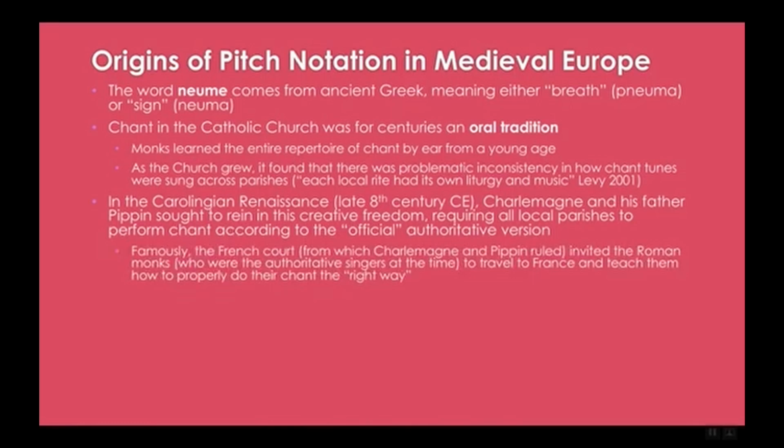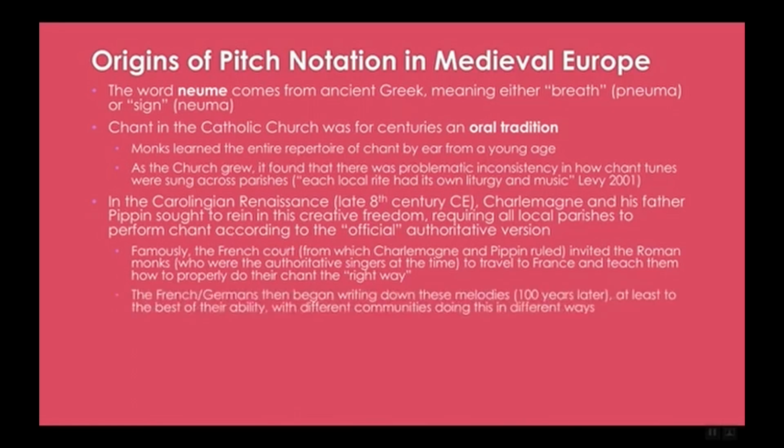So there's this cool, famous story when, at around 750 or 753 CE, the French court, which is where Charlemagne eventually ruled, but Pippin was ruling at the time, invited the Roman monks, and those guys were the authoritative singers at the time, invited them to travel to France and teach their singers how to properly do the chant the right way.